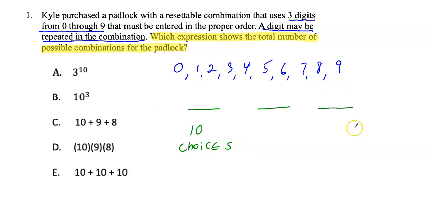And don't make the mistake of thinking 0 doesn't count as a digit. Remember, if you count these up in total, there's 10 digits. Let's just redo that to make sure you got it. There's 1 digit, 2, 3, 4, 5, 6, 7, 8, 9, 10. So let's say for the first digit, I pick a 2.